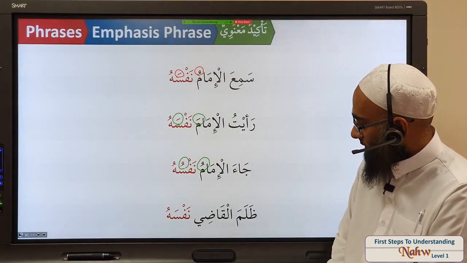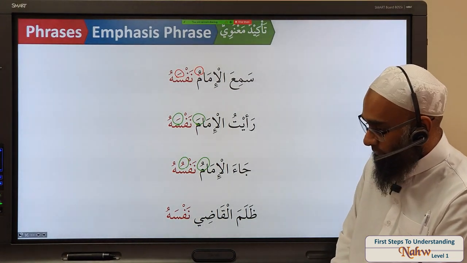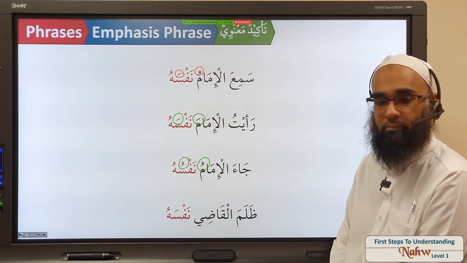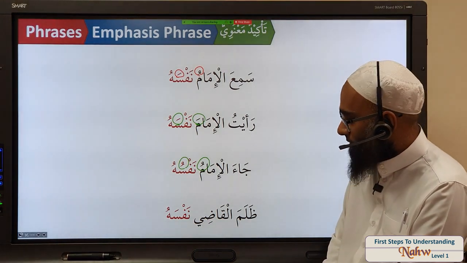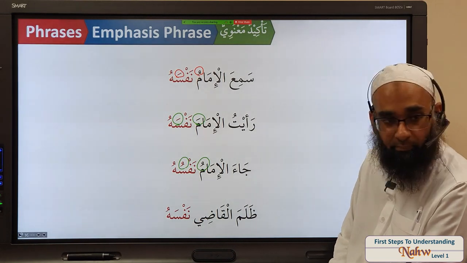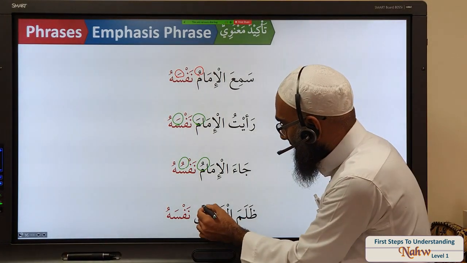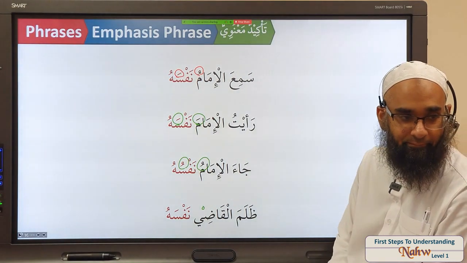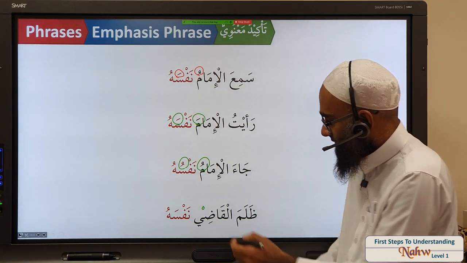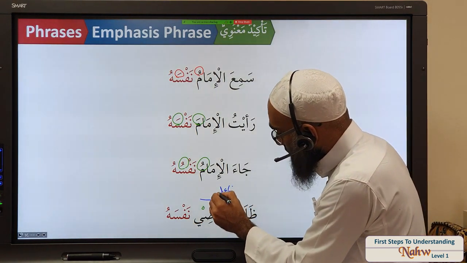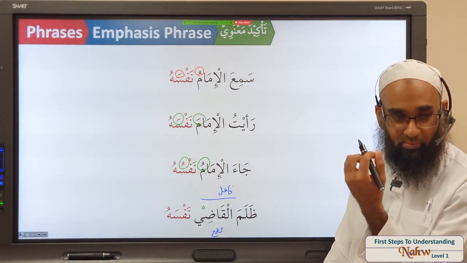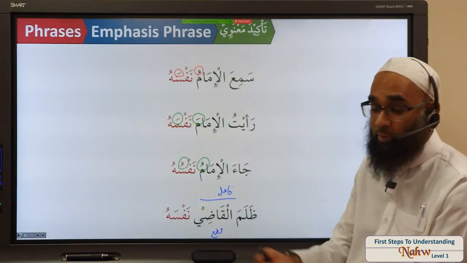ظلم القاضي نفسه. What is this? Reflexive pronoun or mu'akkad ta'kid? It's qadi. It's a reflexive pronoun. Why is it a reflexive pronoun? This is the fa'il. It's in marfu state. Why is it in marfu state? There's no dhamma on it, because it's ism al-manqus.